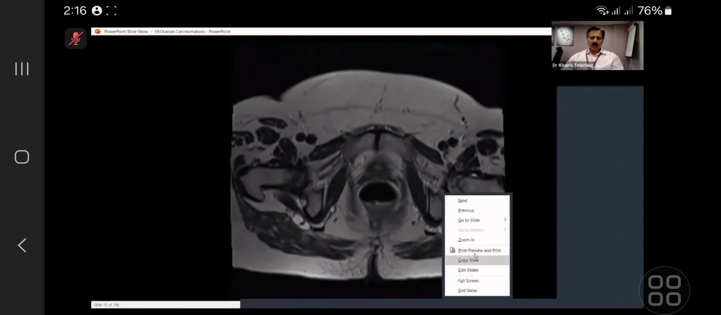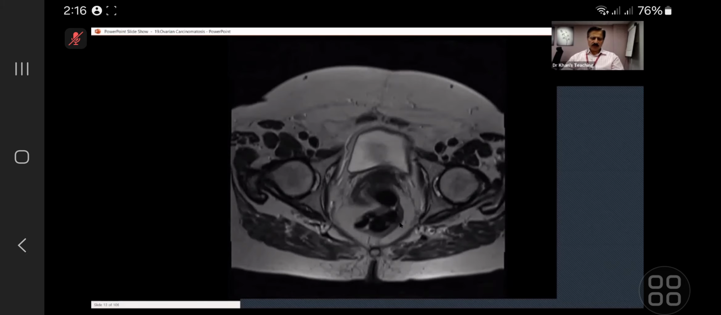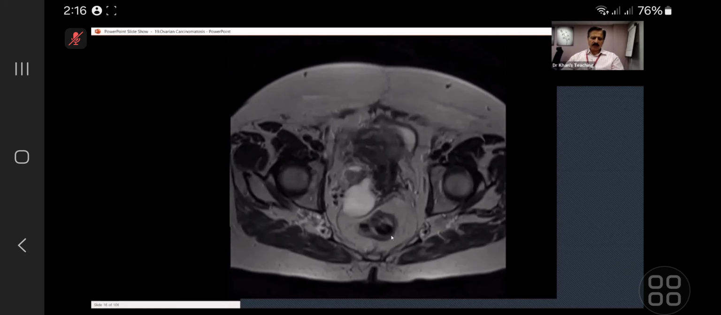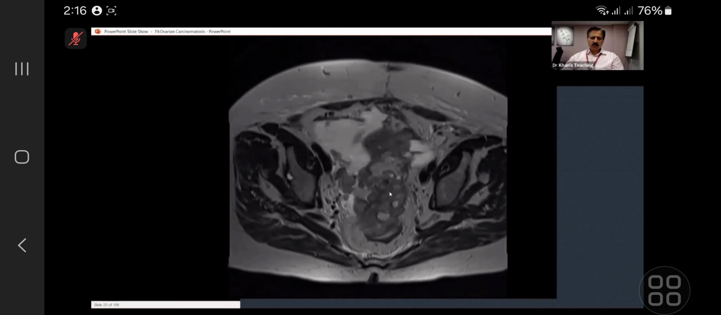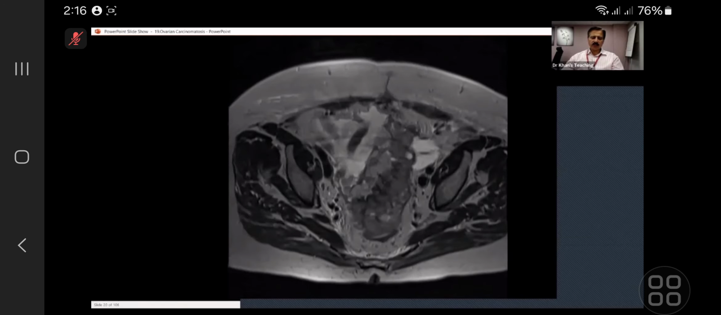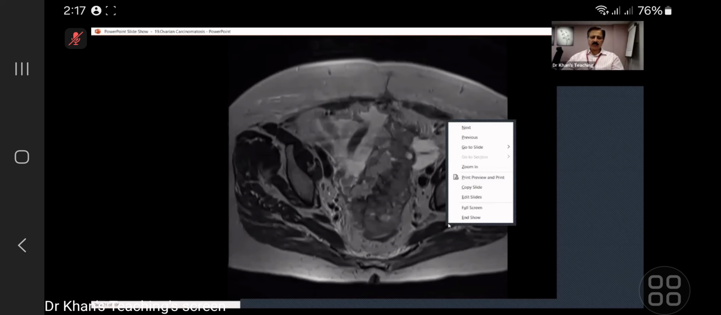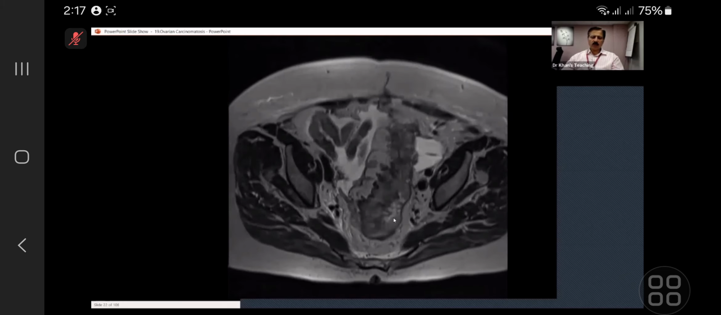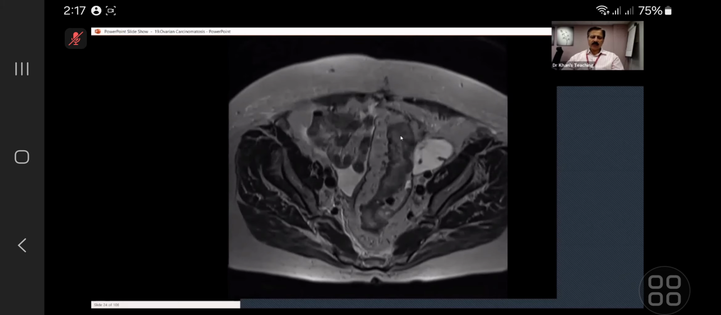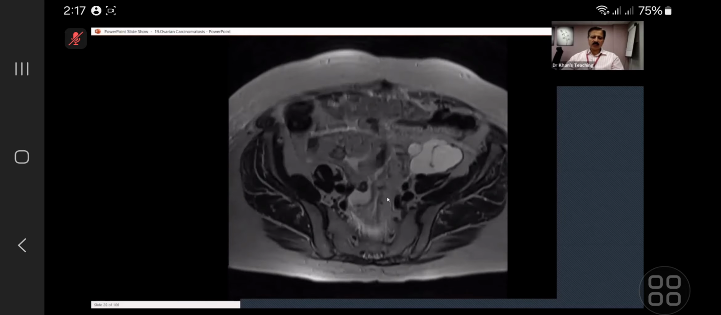If you see here, this is the rectum. Now, this is the rectosigmoid. And you can see this intermediate signal intensity. Now, remember this word, intermediate signal intensity. Usually malignancies will have this signal intensity. And this thing is sitting on the sigmoid colon. And here you are. All of this is metastasis actually.